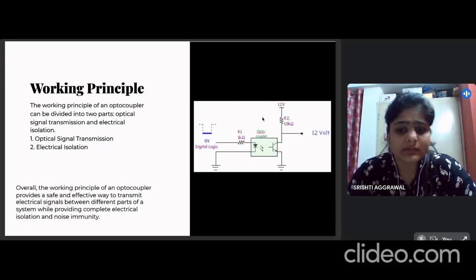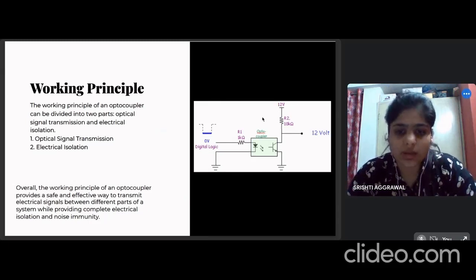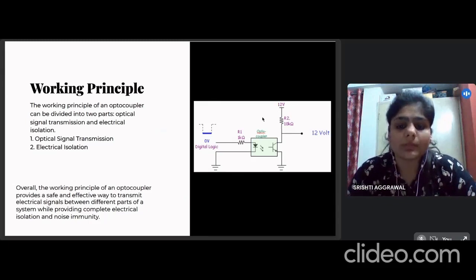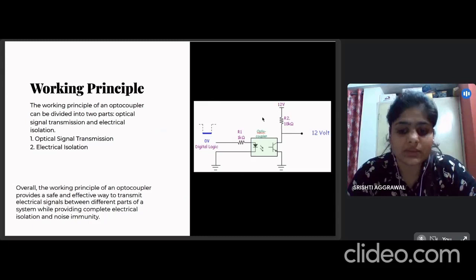The amount of light received by the photodetector is proportional to the input signal, and it generates an output signal that is amplified and used to control the output circuit. The optical signal transmission provides complete electrical isolation between the input and the output circuits, eliminating any possibility of electrical noise or interference.